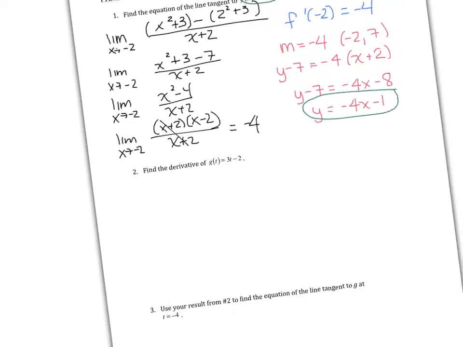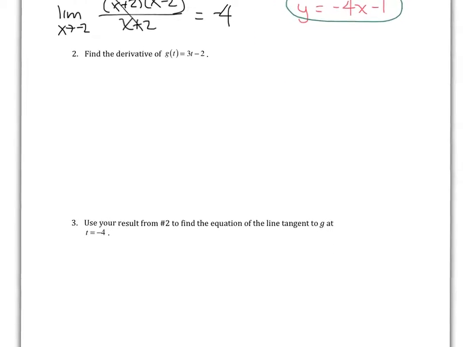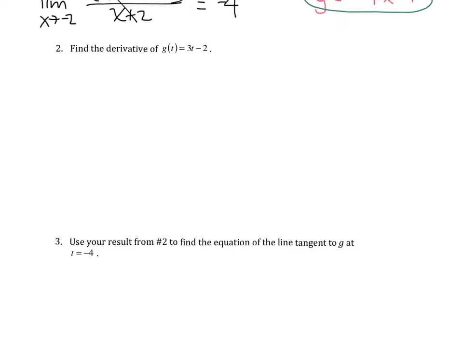Next, we want to find the derivative of g of t equals 3t minus 2. Well, just thinking about that for a minute, I said that derivative is just slope. In this case, we should know what slope is just looking at that. So just using what we know about the word derivative, I should say, well, my slope is 3, so my derivative should be 3. So let's give that a try.